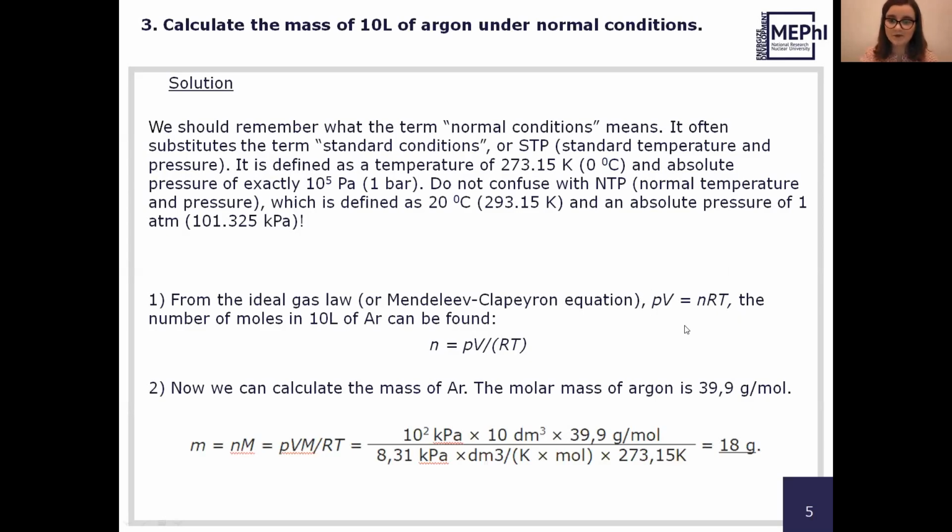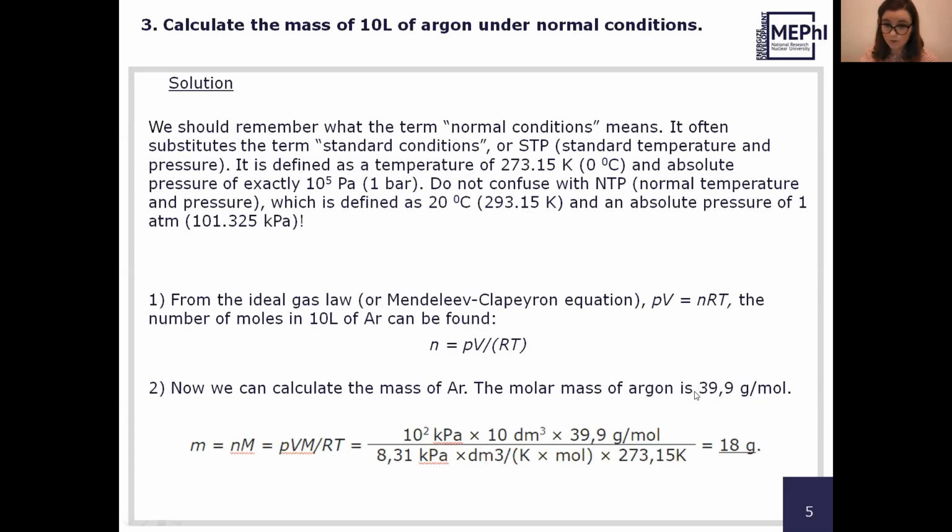And it becomes simple. According to the ideal gas law, or the Mendeleev-Clapeyron equation, as we call it in Russia, the number of moles in 10 liters of argon can be found as follows. We multiply the pressure by the volume occupied by the argon and divide it by the universal gas constant multiplied by the absolute temperature.